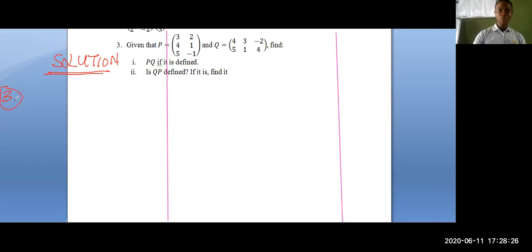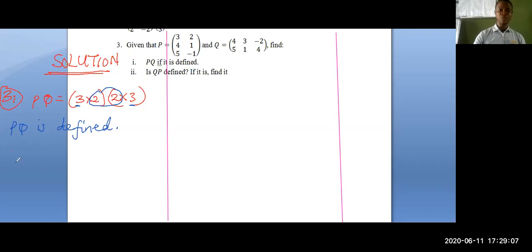So is PQ defined? All right, is it defined? Let's see. PQ gives us P, which is a 3 by 2 matrix order, multiplied by Q, and Q is a 2 by 3 matrix order. And of course, we see that it is defined because the adjacent numbers are equal. So we're going to be left with a 3 by 3 matrix order. So it is defined. So now that it is defined, go ahead and do the actual multiplication.